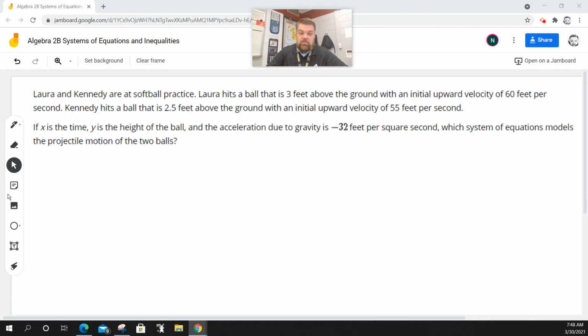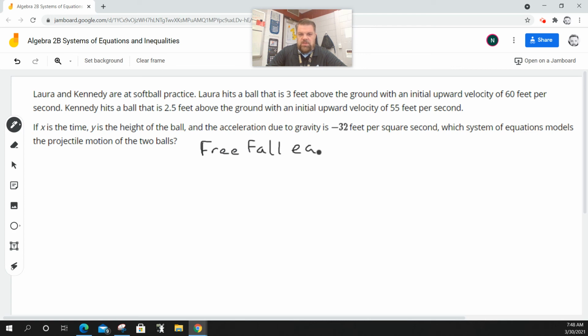If x is time and y is the height of the ball, and the acceleration due to gravity is negative 32 feet per second, which system of equations models the projectile motion? So the one thing, in order to do this, you kind of have to know the free fall equation. Luckily for you, I'm a physics teacher too.